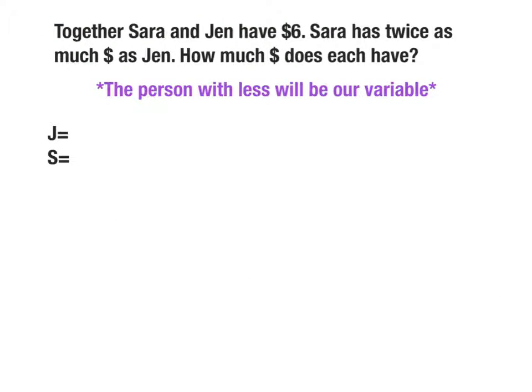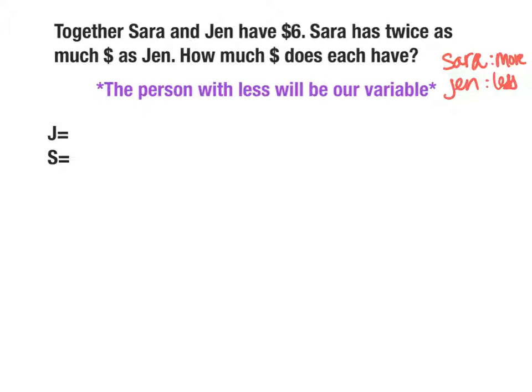Okay. Together, Sarah and Jen have $6. Sarah has twice as much money as Jen. How much money does each person have? The person with less will be our variable. Who has less, Sarah or Jen? Read it. Together, Sarah and Jen have 6. Sarah has twice as much. Sarah has more or less? More. Jen has less.